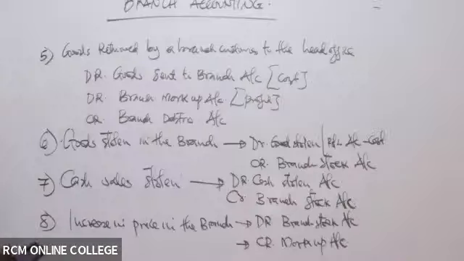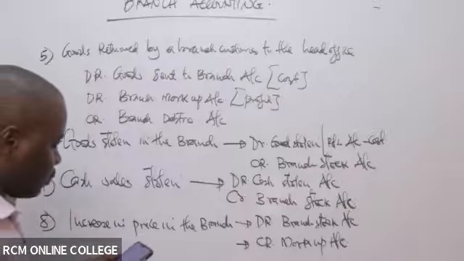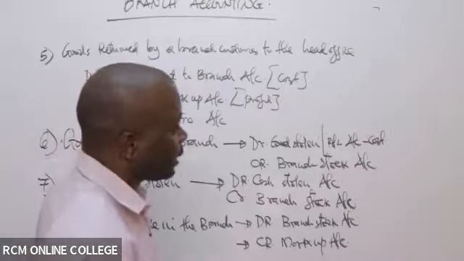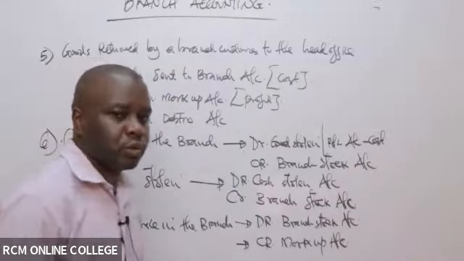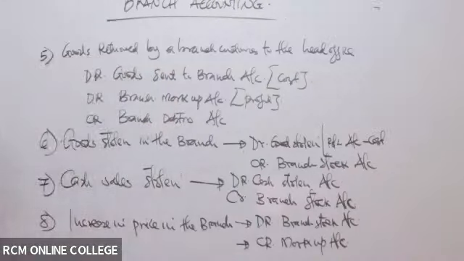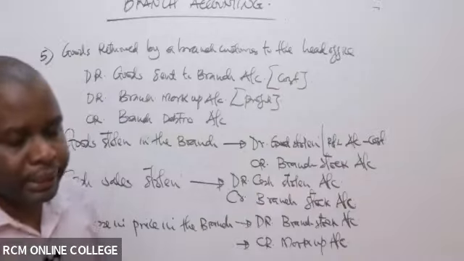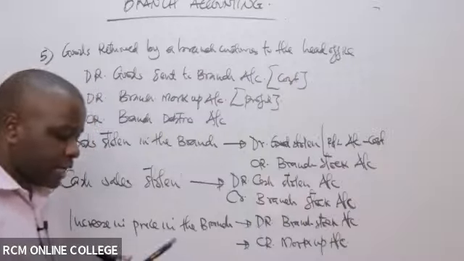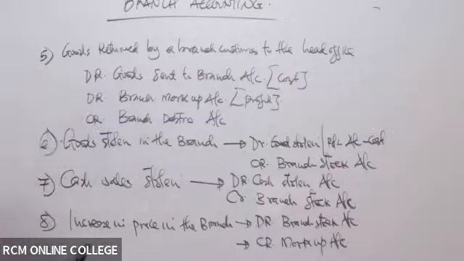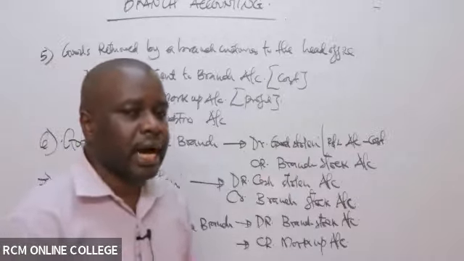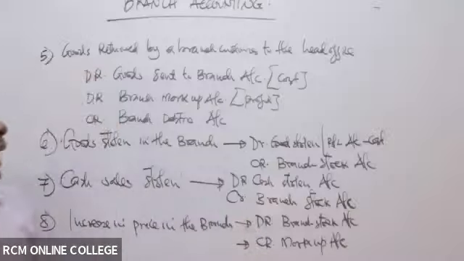Then the very last one: there can be a transfer of goods from one branch to another. So there are a number of branches, for example, 10 branches. Then it happens that maybe branch A has transferred goods to branch B. In this case, the accounts of the receiving branch will be affected, and the branch that is sending out the goods will likely also be affected.